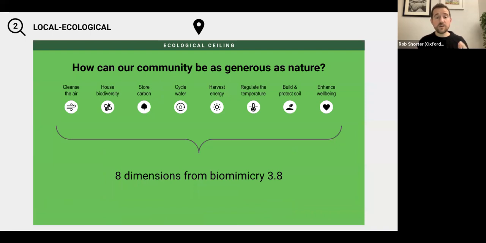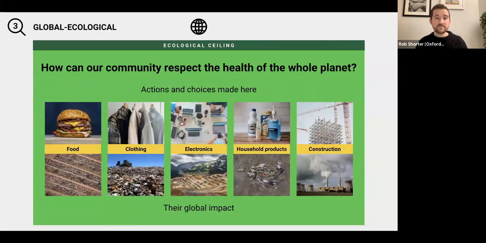using biomimicry. We've got these 8 dimensions from Biomimicry 3.8, which is an organization that is a platform for so many people to share nature's genius and then have people innovate from these ideas. So cleaning the air, housing biodiversity, and all these other dimensions are things that we can then bring into our communities and our built environment.